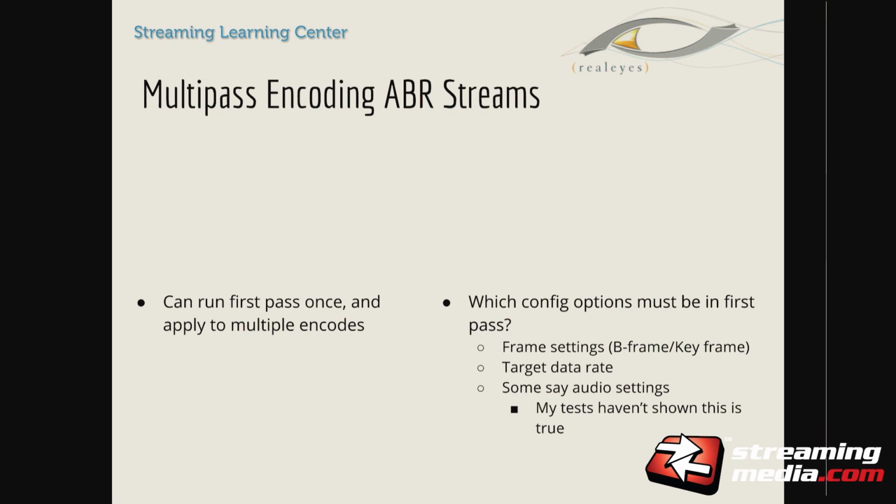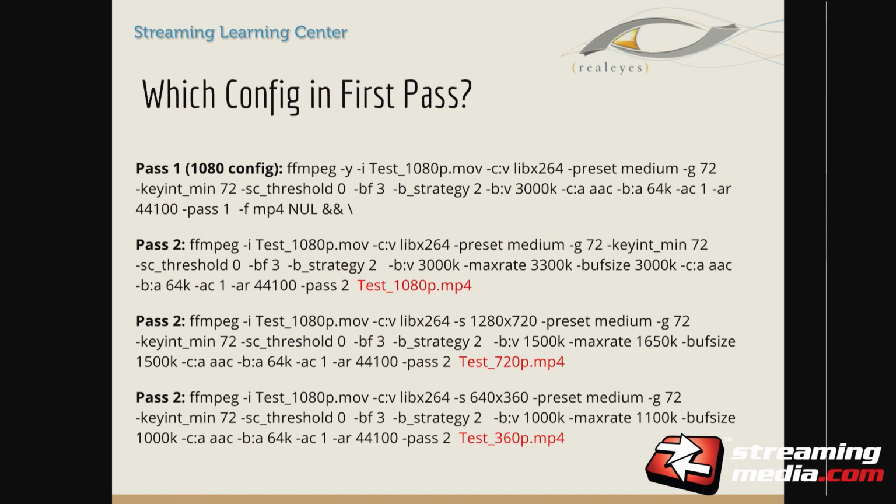If you're encoding multiple ABR streams, it's much more efficient to run first pass once, and then you can apply that to multiple encodes. And which configuration options must be in the first pass? The frame settings, the target data rate. Some say the audio settings, but I haven't found that to be true. So what we're seeing here, I've got one pass 1, and then I've got pass 2, pass 2, pass 2, one to create a 360p file, one to create a 720p file, and one to create a 1080p file. The first pass is a little bit shorter than the second pass, but it's still time consuming, so it's pretty useful to use this.